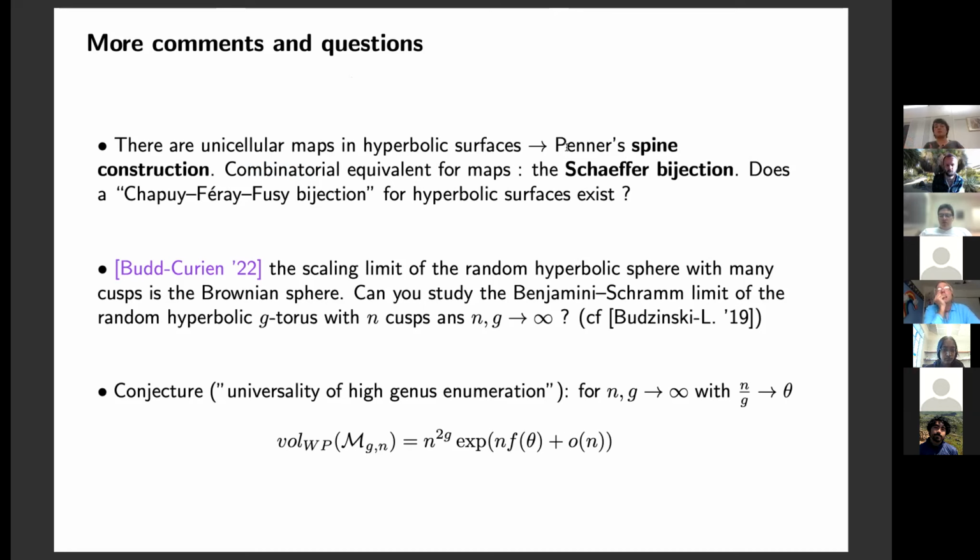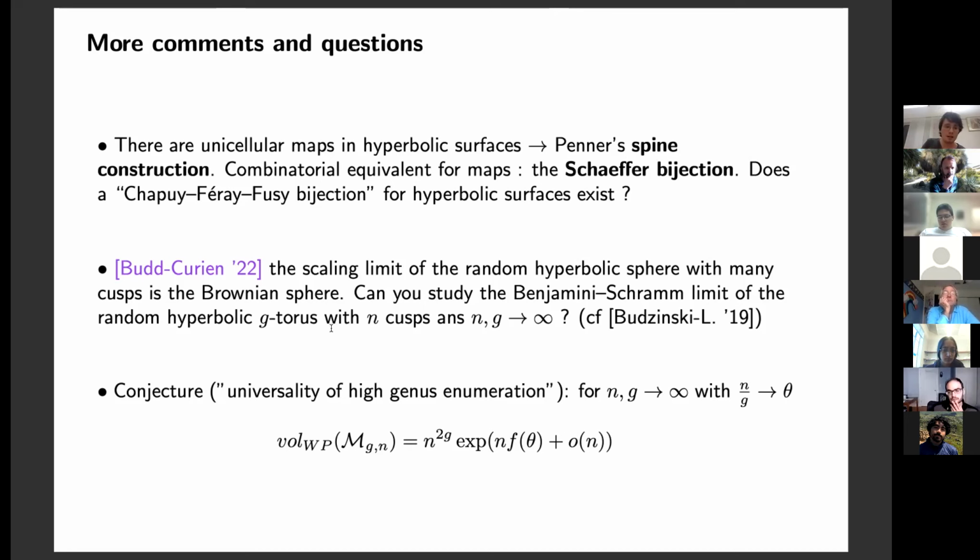The natural question is, there's another construction with trees that allows us to decompose our unicellular maps into trees, which are simple objects that we can understand. Is there a hyperbolic equivalent? Is there an equivalent for hyperbolic surfaces? I have no idea. And again, the question is maybe not well posed, but I want to throw this idea out here.